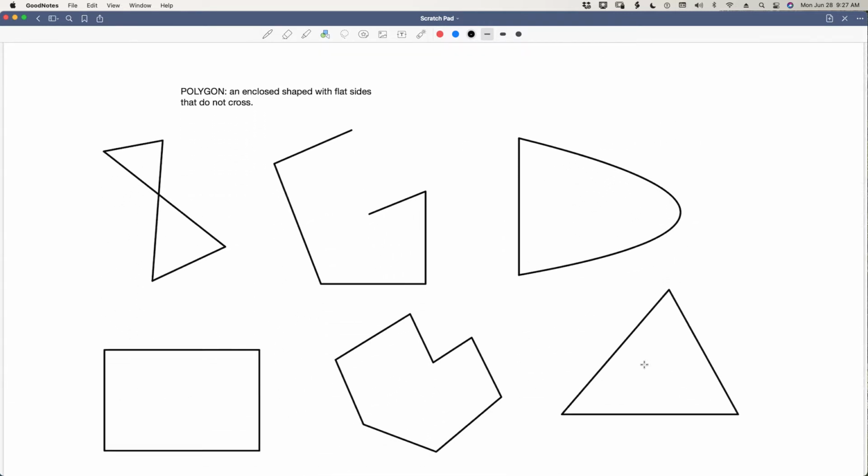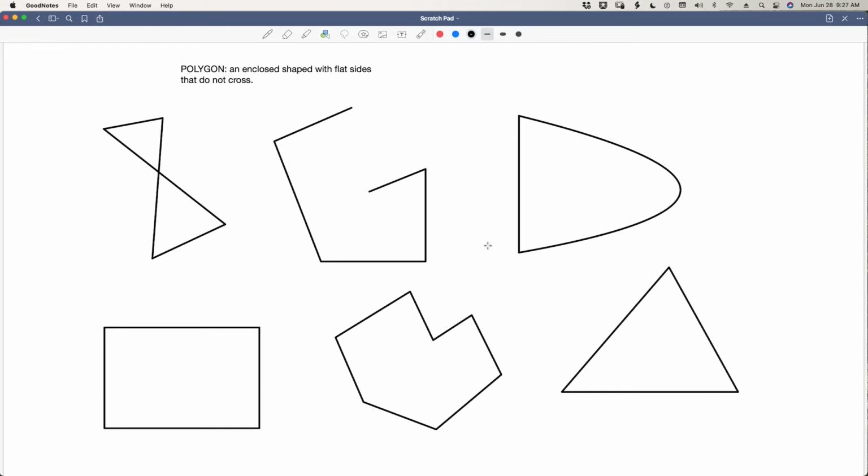Now let's talk about polygons. Polygons are an enclosed shape with flat sides that do not cross. So we have 6 shapes here, and we're going to discuss which ones are and which ones are not polygons. We have this hourglass or two triangle type shape, but we have these two lines that cross. So that immediately tells us this is not a polygon. In this shape, we have an opening. It's not enclosed, so this is not a polygon.